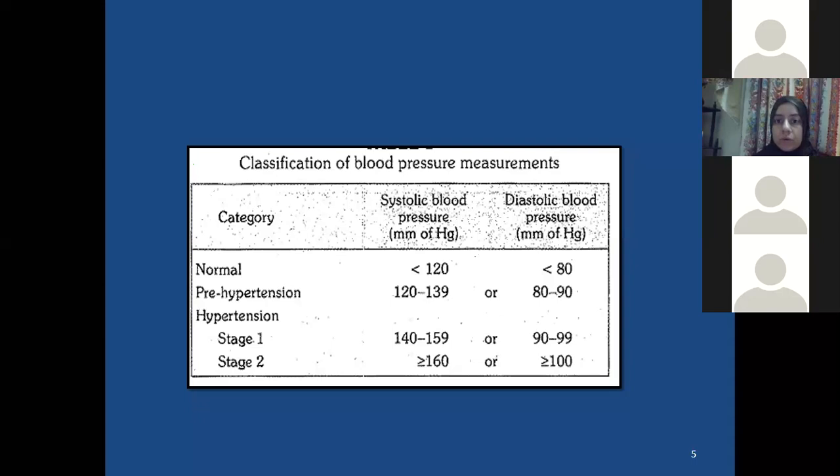I hope you all are writing your names. Okay, great.